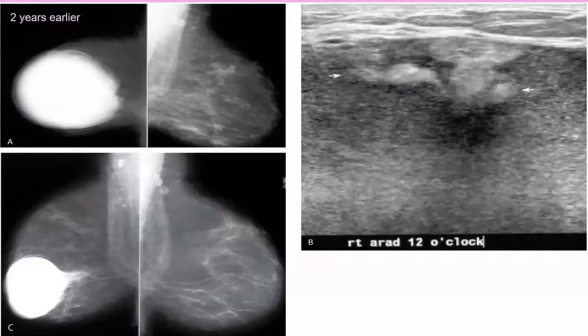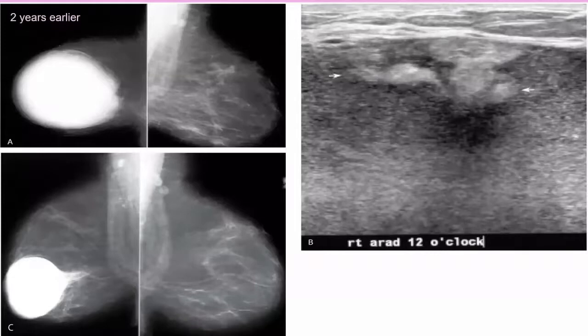The ultrasound also shows a well-defined cystic lesion with echogenic material. So we call it a cyst with echogenic material. It means, description-wise, a complicated cyst.